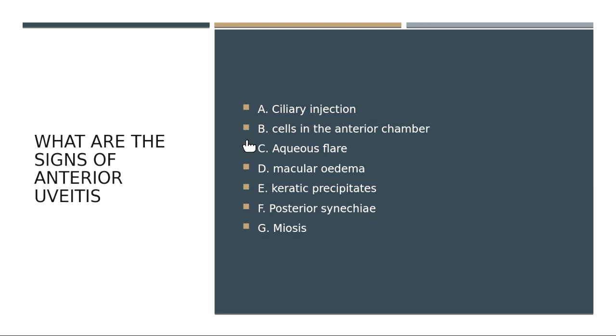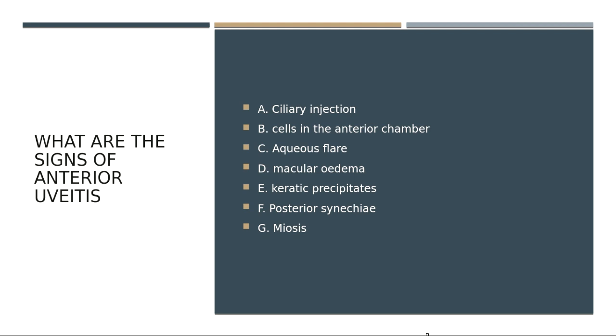Cells in the anterior chamber, is that true? You get inflammatory cells in the anterior chamber? True. So we get aqueous flare. Is that true or false? True. Can you get macular edema? Remember, this is anterior uveitis. Would you get macular edema in an anterior uveitis? False. Do you get keratic precipitates?